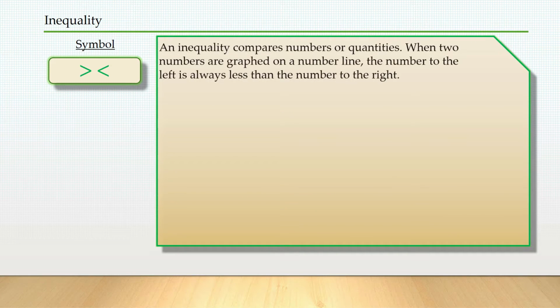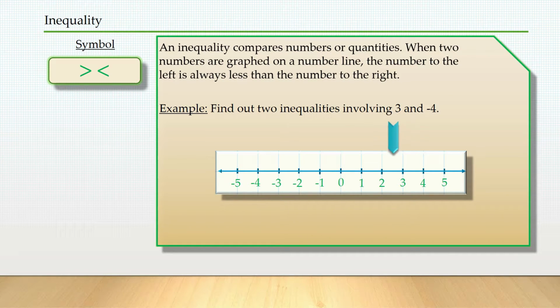Inequality. An inequality compares numbers or quantities. When two numbers are graphed on a number line, the number to the left is always less than the number to the right. Let's find two inequalities involving 3 and -4. Since 3 is to the right of -4, 3 is greater than -4. Since -4 is to the left of 3, -4 is less than 3.